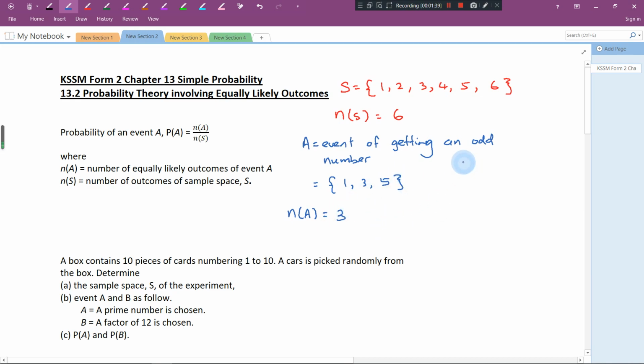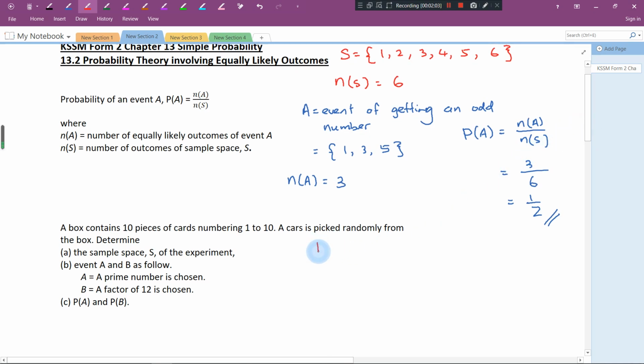If I ask you to find the probability of event A to happen, it will be n(A) over n(S), which is 3 over 6. If you simplify this, you get 1 over 2. This is the answer. Let me try one more.